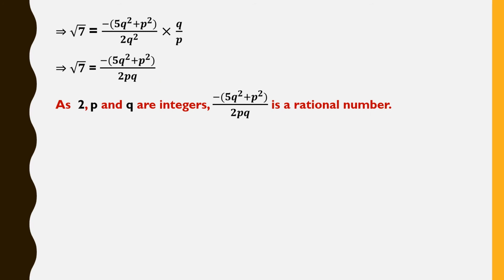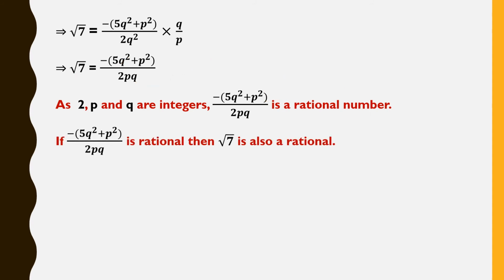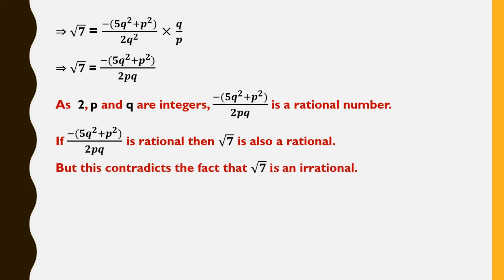Now we can say that this is an integer and this 5, p, q, 2, everything is an integer, right? 2, 5, p, q are integers. As all these are integers, this is a rational number. Same steps like the previous problem. So as it is a rational number, this should also be rational, but we know that root 7 is an irrational number, so whatever the question is, that will be an irrational number.